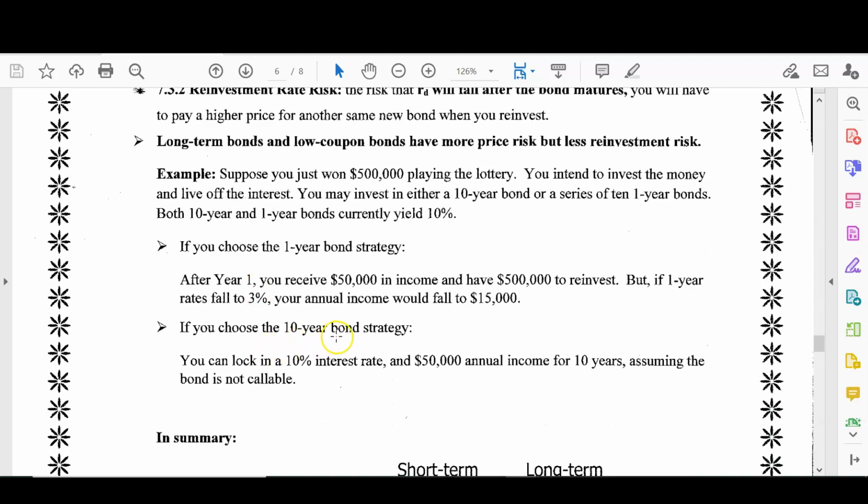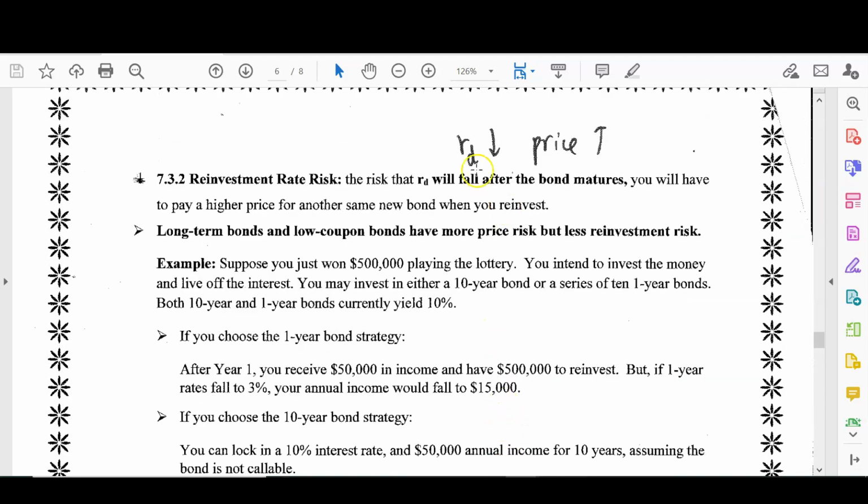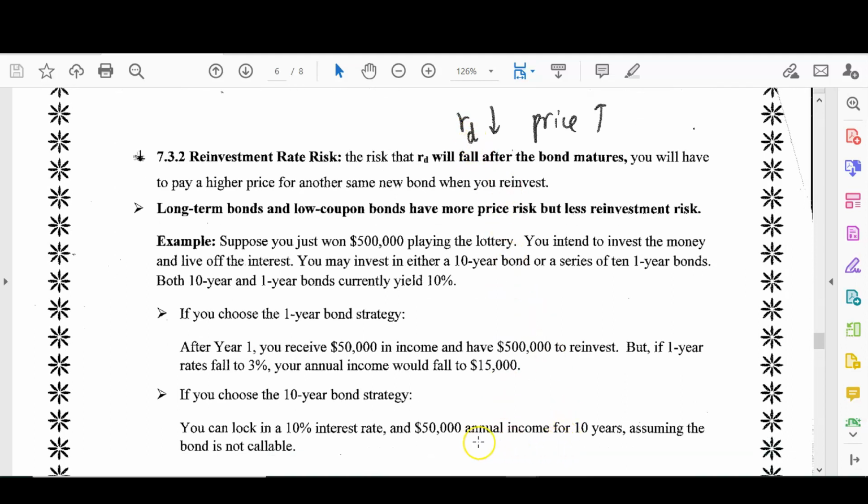However, if you choose the 10-year bond strategy, you can be locked in a 10% interest rate and earn 50,000 annual income for 10 years, assuming the bond is not callable. So you have less reinvestment risk if it's a long-term bond or low coupon bond because you are locked in. You don't have to worry about the decrease in interest rate in the market anymore. You could keep your rate at a high level for a long time.